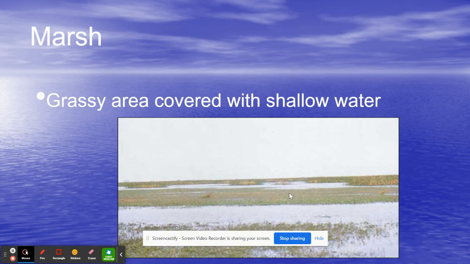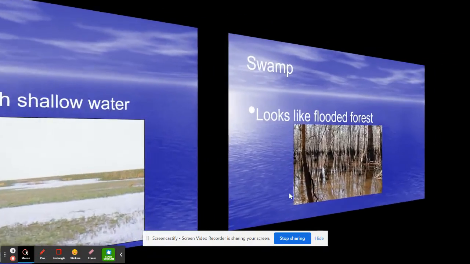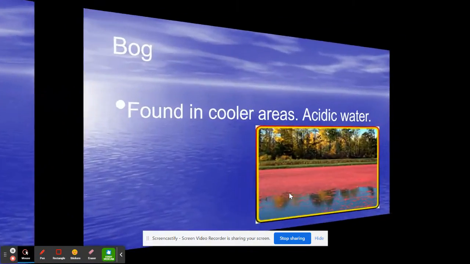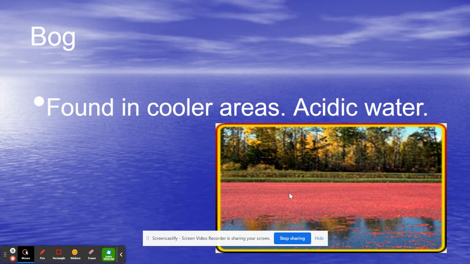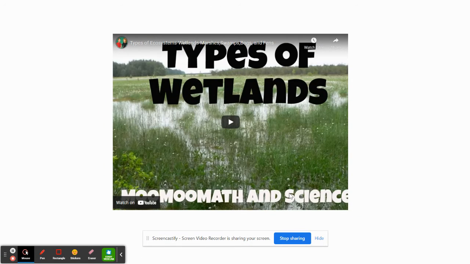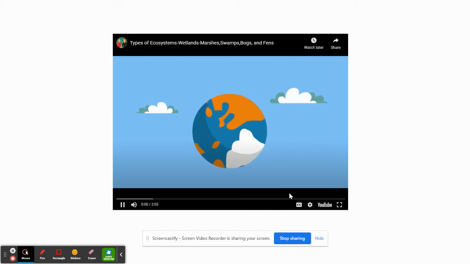A marsh is a grassy area covered by shallow water. Again, pause this video as needed to jot these definitions down. A swamp looks like a flooded forest, while a bog is found in cooler areas with very acidic water. Here we see a bog with some cranberries growing on it. Students in class will watch a video on different types of wetlands.